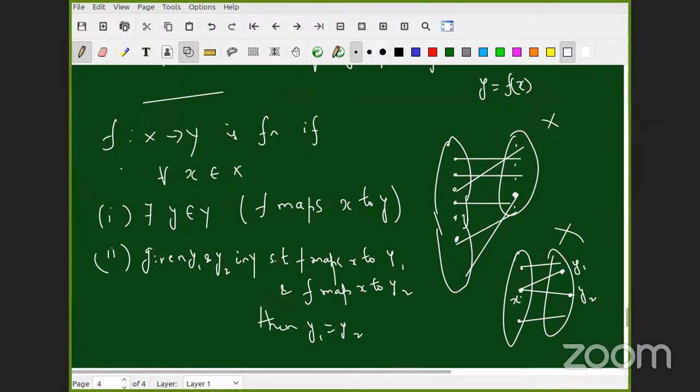Have you understood this part? Leaving an element in the domain is not allowed, sir. Yes, you cannot leave an element in the domain, because we have said that for each x there exists y such that f maps x to y. So the question is, have you understood the definition, the two parts? If you still have doubt, please call us.